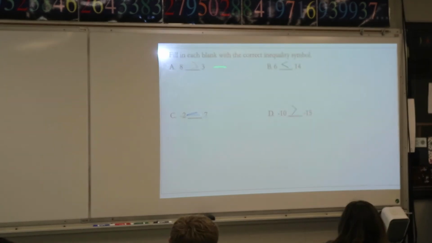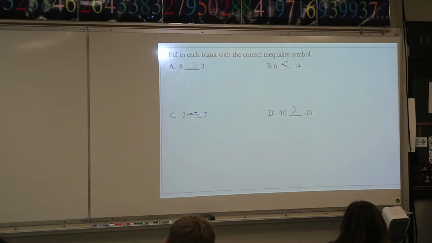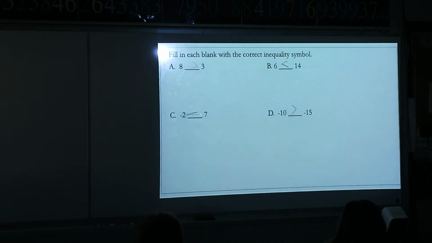Okay, let's talk about it. First one, greater than symbol. I agree with that first one. Now, here's the weird part that I noticed. No one did greater than or equal to. You could have, because they're the same symbols. You can put bars underneath it. But I agree with the top one. 8 is greater than 3. The bigger side's facing the 8. 14 is bigger than 6, because of where it falls in the number line. 7 is greater than -2, because 7 on the number line is to the right, so that is a bigger number. And this one is probably the hardest one up there. -10 is larger than -15, because -10 is to the right, -15 is to the left, so -10 is a bigger number. Okay, questions on those 4?